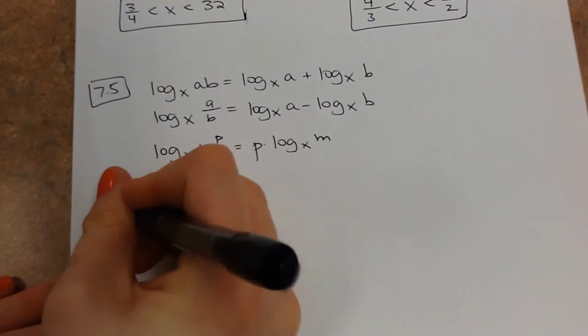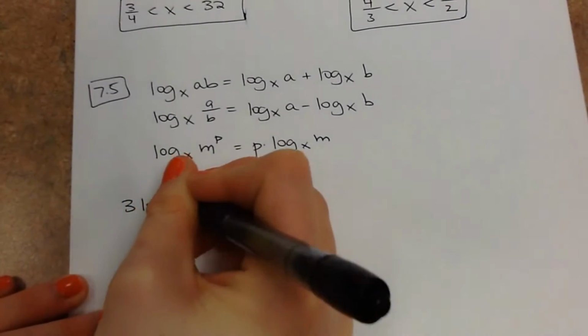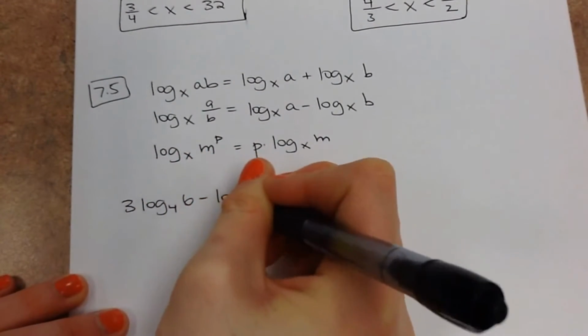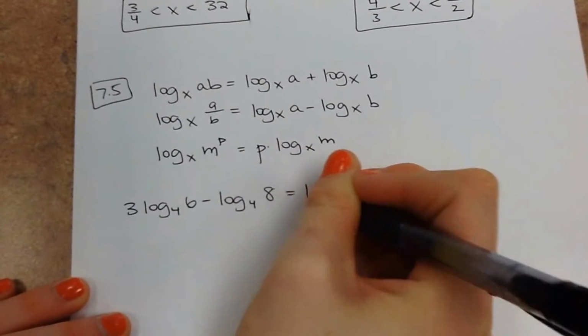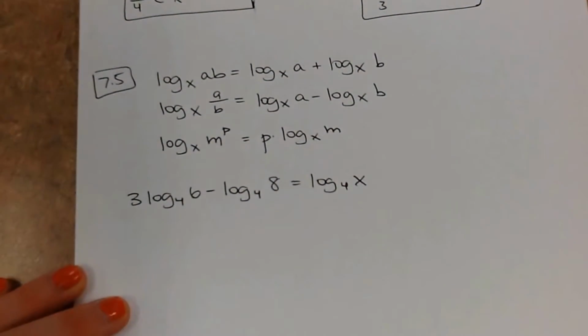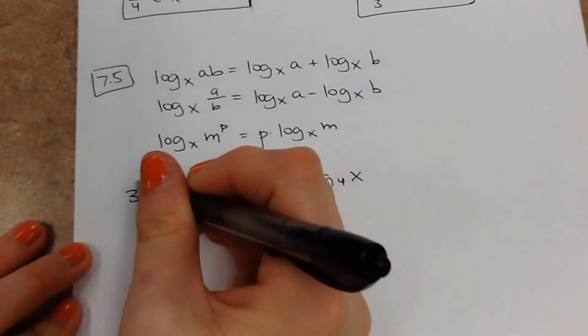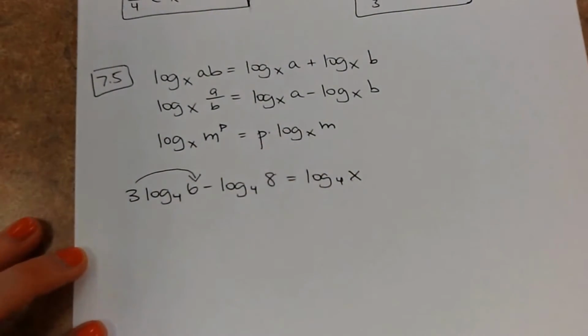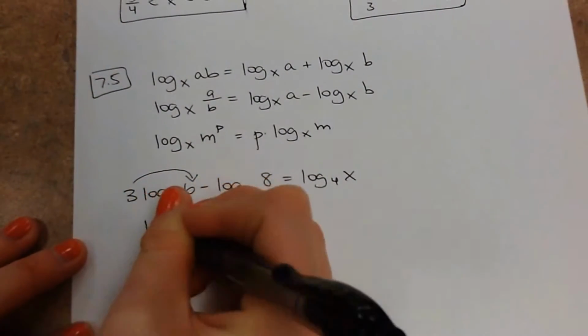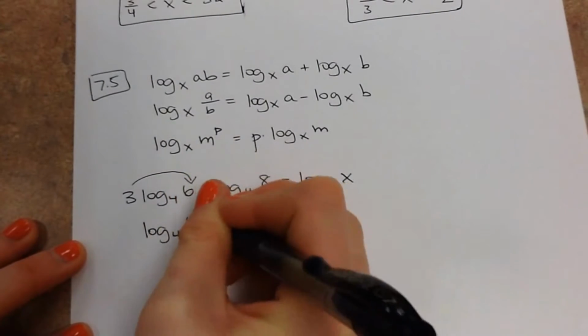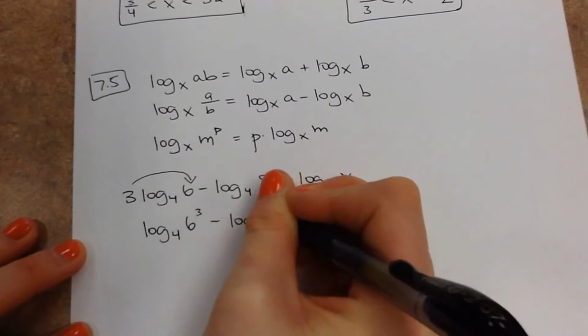So let me give you an example of an equation that you could do with these. So an equation would be something like this. Okay, so you use some of the properties. First of all, on the left, you use the property that tells you this can move inside as an exponent. So you do log base 4 of 6 to the third minus log base 4 of 8.